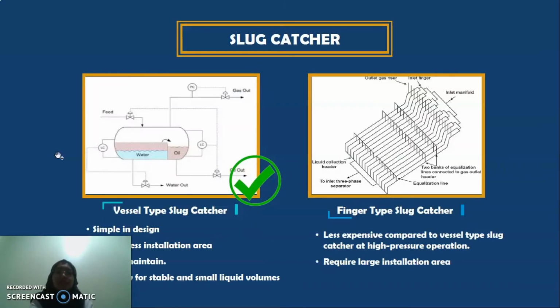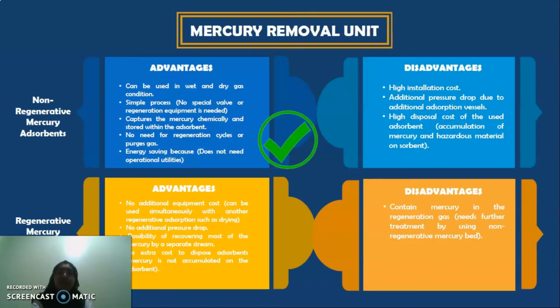Okay, technology selection. First, the slug catcher. Basically, a slug catcher is used to separate gas and liquid. There are 2 types of slug catcher: the finger type and the vessel type. Based on the comparison, the vessel type slug catcher is chosen because it is simple in design, easy to maintain, and requires less installation area compared to the finger type. Installation area is indeed a significant factor in deciding which type of slug catcher, as FLNG has limited space for its operational units. Next is the mercury removal unit.